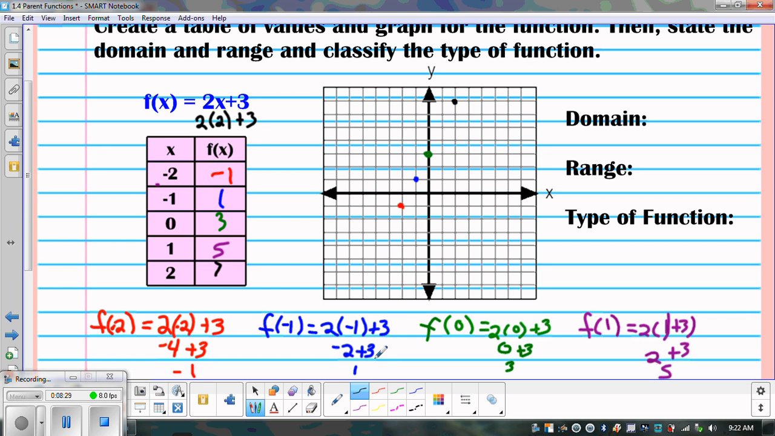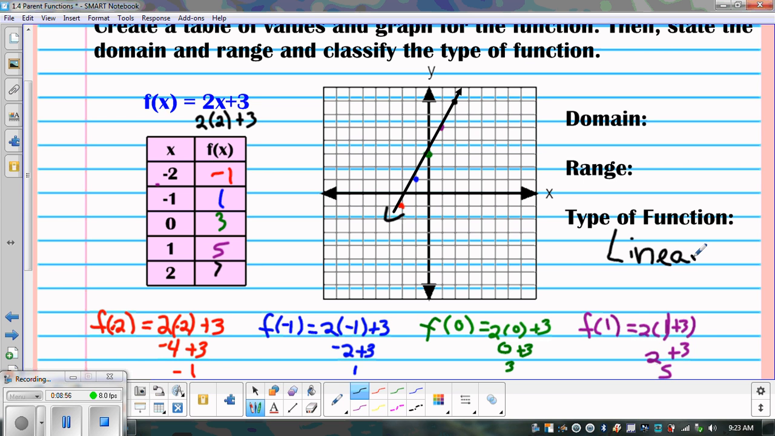And I forgot to graph my point 1, 5. There we go. You probably could have estimated where that point was based on the fact that it looks like it makes a perfect straight line. So go ahead and connect those points and make a straight line. So now we are able to tell that this function was in fact linear.